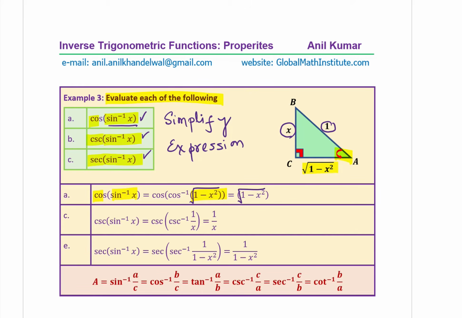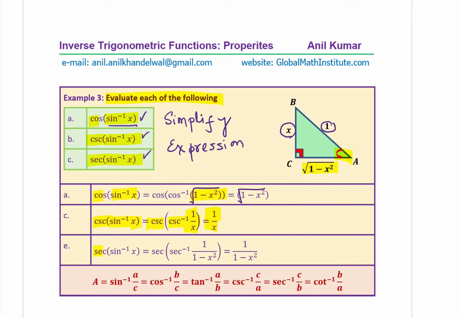Now, let us solve the second one, which is cosecant of sine inverse of x. Now, sine inverse of x, we can write this in terms of cosecant as cosecant inverse of 1 over x, correct? So the inside function becomes cosecant inverse of 1 over x. Now, cosecant of cosecant inverse of 1 over x is 1 over x, correct? So that is what we get. So our answer is, as you can see, the reciprocal of x. This is what we expected.